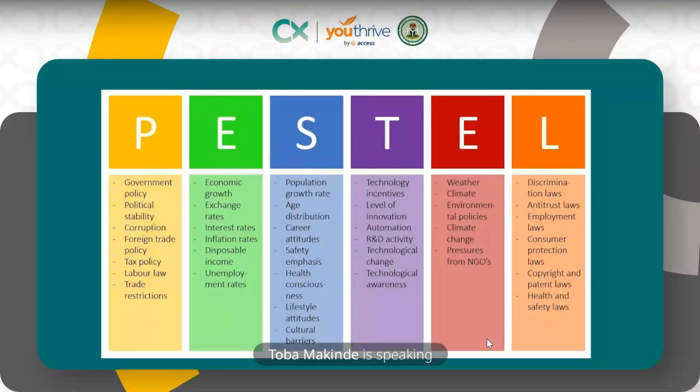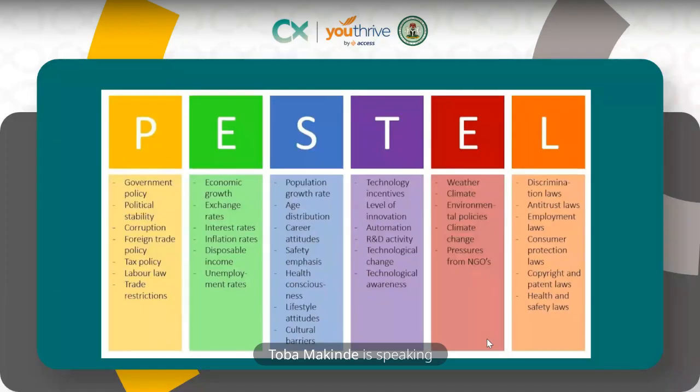All right. For the P, which is political, you have government policy, political stability, corruption, foreign trade, tax policy, labor law, trade restrictions. For economy, you have economic growth, exchange rate, interest rates, inflation, like I mentioned, unemployment rate, and the likes. For social, you have population growth rate, age distribution, career attitudes, safety emphasis, health consciousness, lifestyle attitude, and stuff like that.